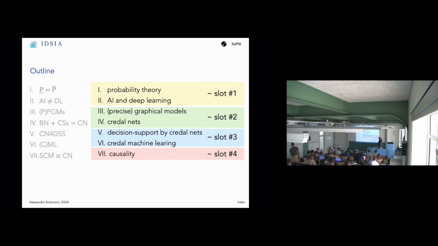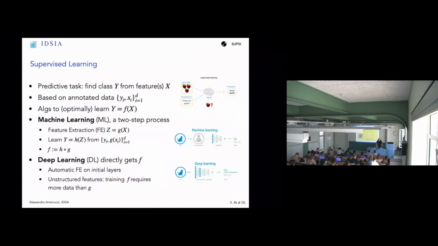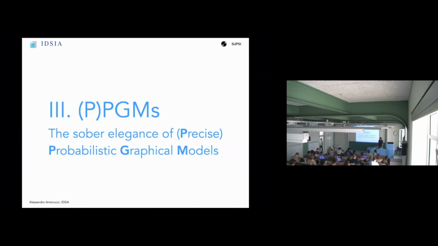Okay, so the first lot, we did it somehow, no? And now let's move here. This P means precise, because of course the fourth unit will be about imprecise probabilistic graphical models.